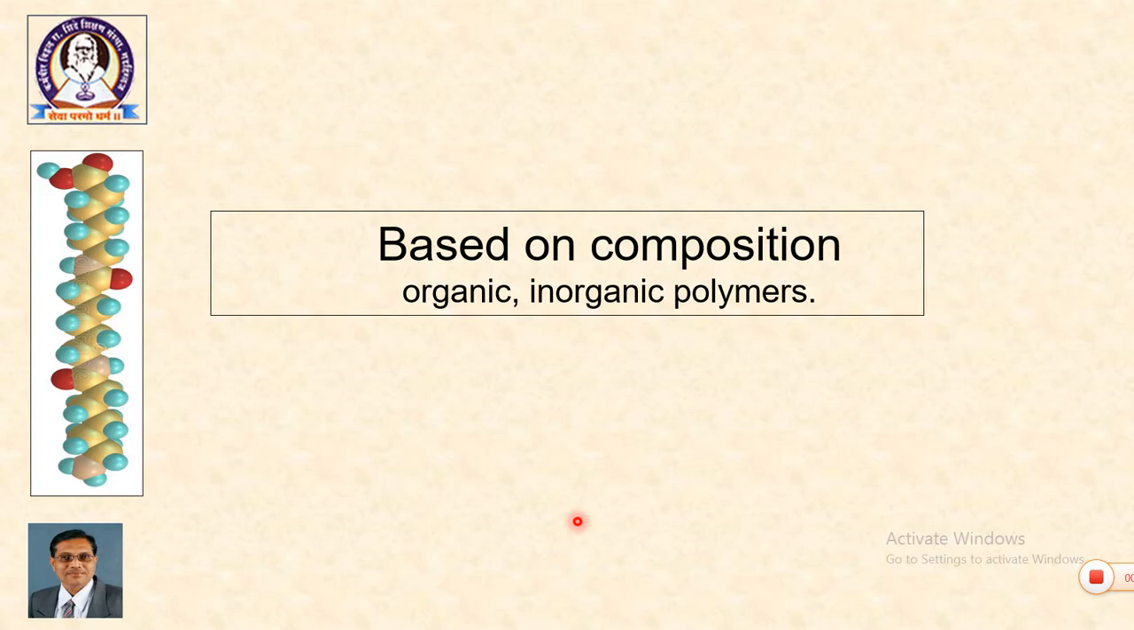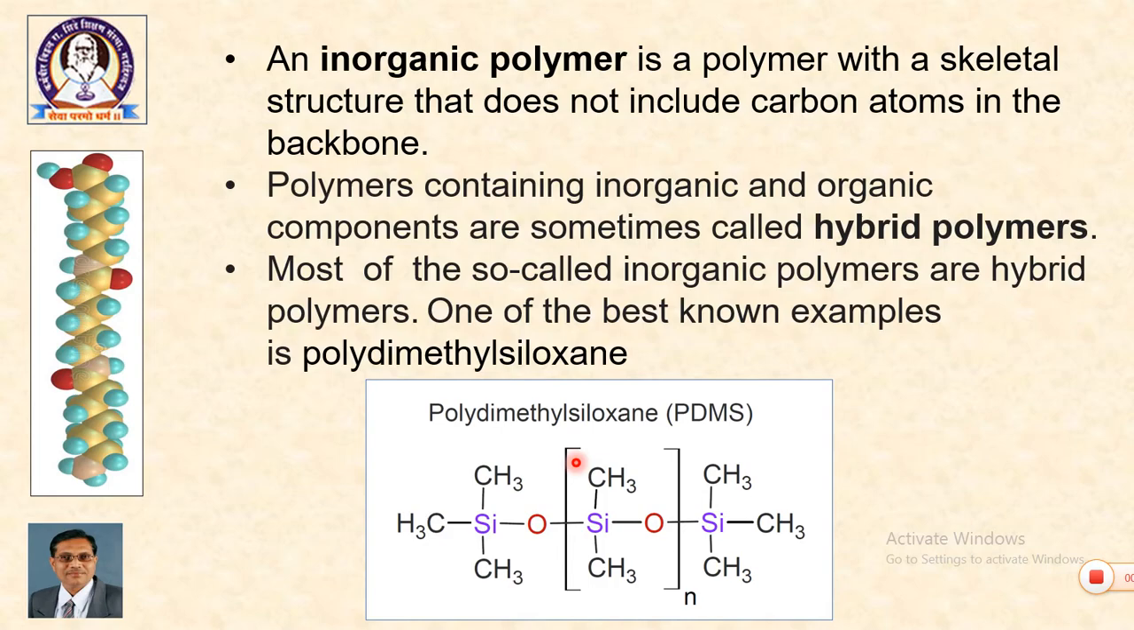Then the next classification is based upon composition. The composition is related to these two terms: one is organic, the other is inorganic. An inorganic polymer is a polymer with a skeletal structure that does not include carbon atoms in the backbone. So, the backbone is made of elements other than carbon. Polymers containing inorganic and organic compounds are sometimes called hybrid polymers. Most of the so-called inorganic polymers are hybrid polymers.